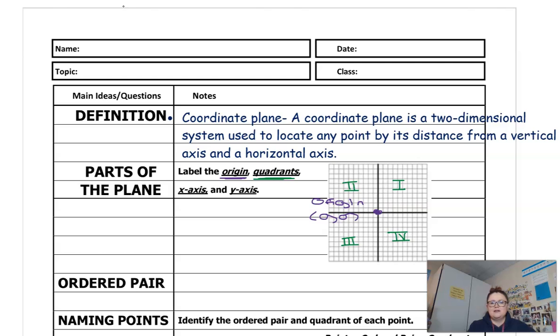Now the x-axis. The x-axis is the horizontal axis. So this is our x-axis. Our y-axis is the vertical axis. So y is the one that goes up and down. So there are the parts of the plane. Make sure that you get those written down. Again, the cool part is this is a video, so if I'm going too fast, hit pause for a second.